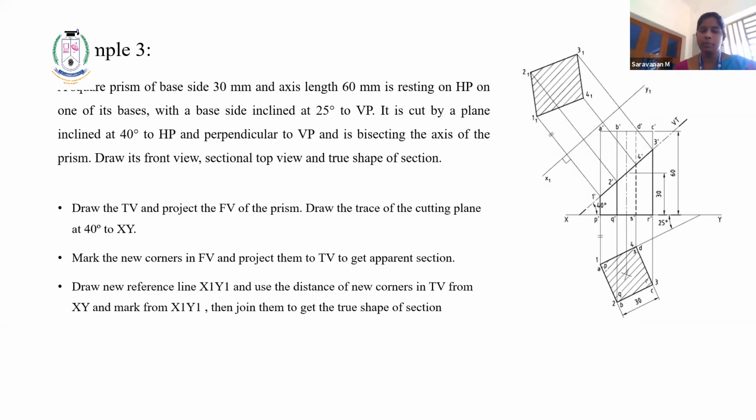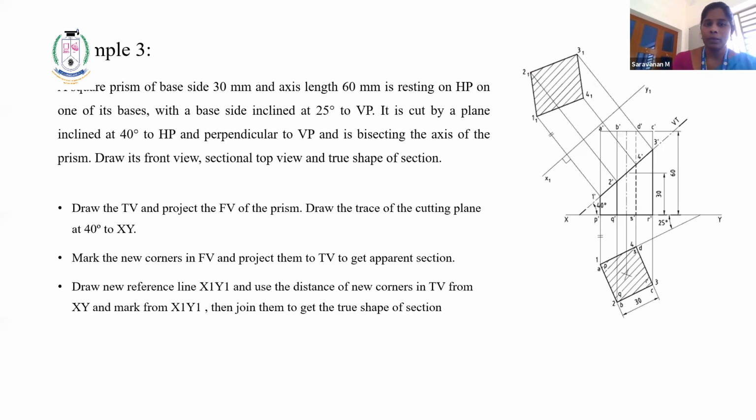Here I have shown some of the examples. So this is for square prism. Same thing: a square prism of base side 30 mm and axis length 60 mm on HP on one of its bases. With base side inclined at 25 degree to VP, it is cut by a plane inclined at 40 degree to HP and perpendicular to VP, and it is bisecting the axis of the prism. Draw its front view, sectional top view and true shape of the section.